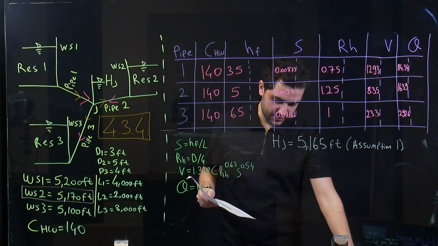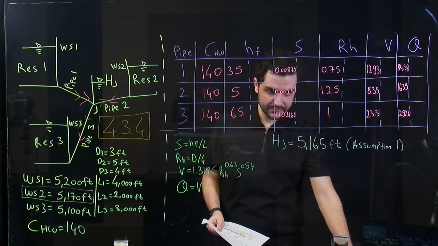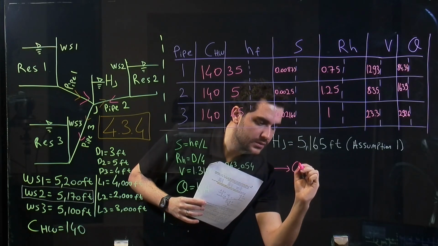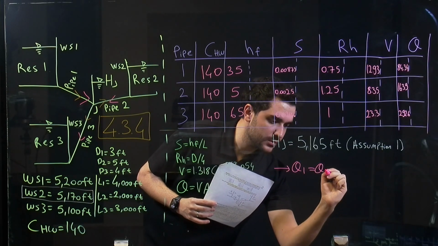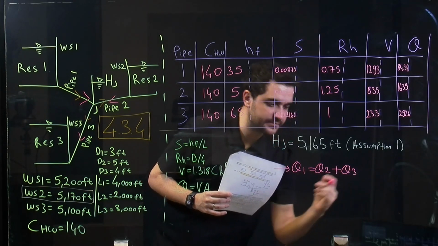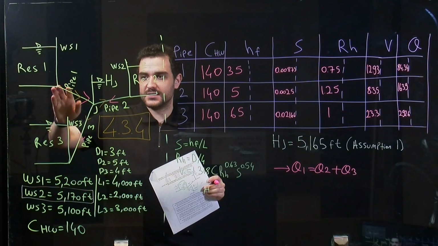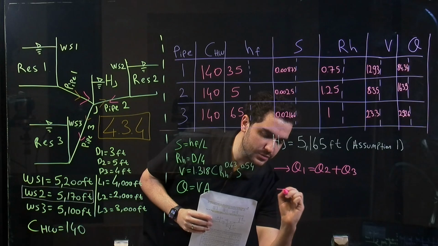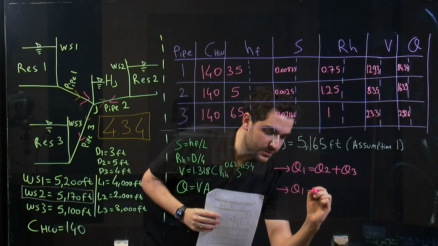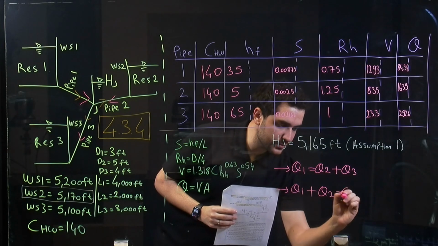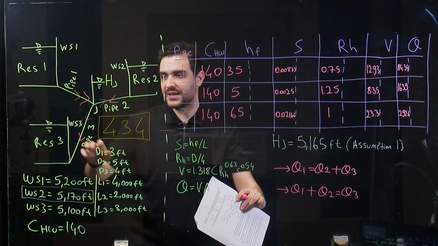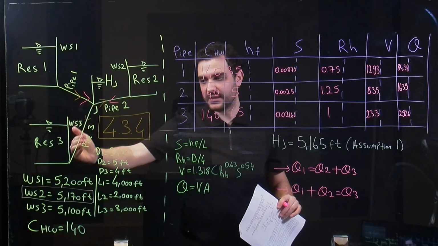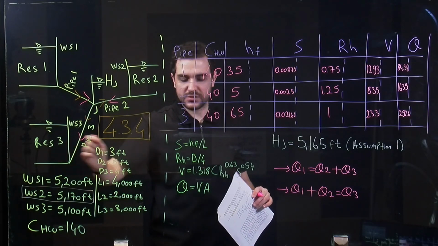So we will have two different scenarios, as I mentioned. So the first one can be Q1 is equal to Q2 plus Q3. This is the case where water is coming from reservoir 1 and then it is splitting. Or we can have Q1 plus Q2 equal to Q3. In that case, we have water coming from here and water here, then they are merging here, and then the water is going to reservoir 3.